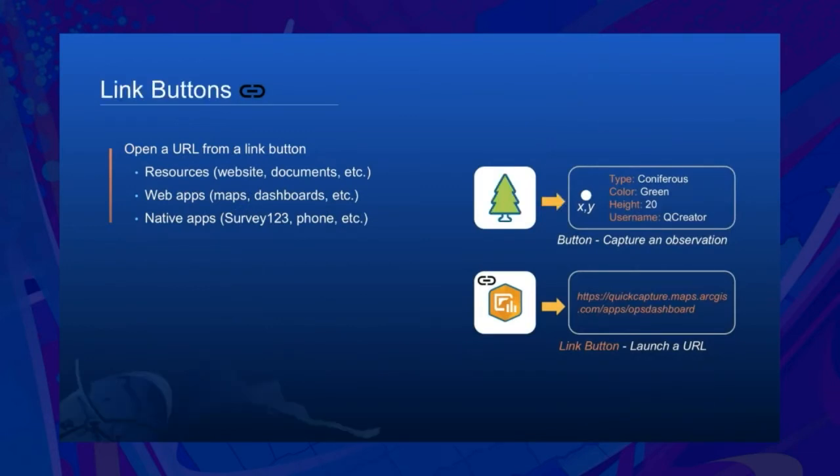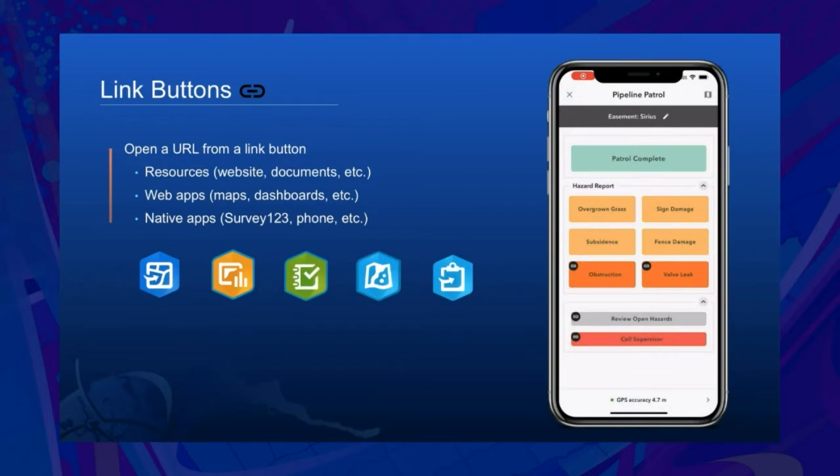Link buttons are just like buttons in terms of appearance, but instead of creating features, they call URLs. They're simple but extremely powerful. You can use URLs to access resources like web pages or PDFs to help guide the user of your project. You can use URLs to launch web apps and dashboards to allow the user to view incidents and submissions. And you can use URLs to launch native apps to complete other workflows that are perhaps more complex. Link buttons turn a QuickCapture project into a launchpad.